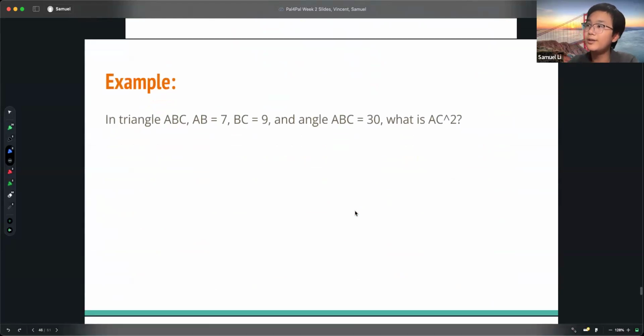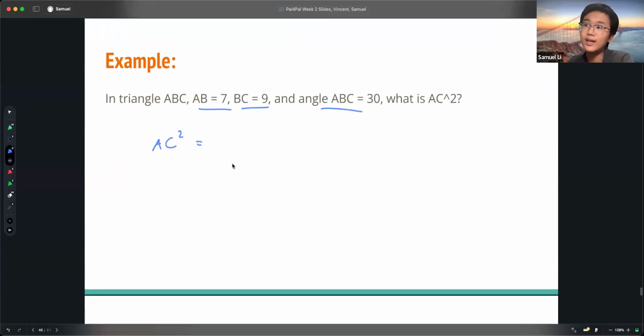All right, so we got a really basic application of it. We want to find AC squared. We know AB, we know BC, we know the angle between AB and BC. And we just use the law of cosines. So I would let you do this, plug in the values and see if you understand the law of cosines. And yeah, feel free to send me the answer if you got it.